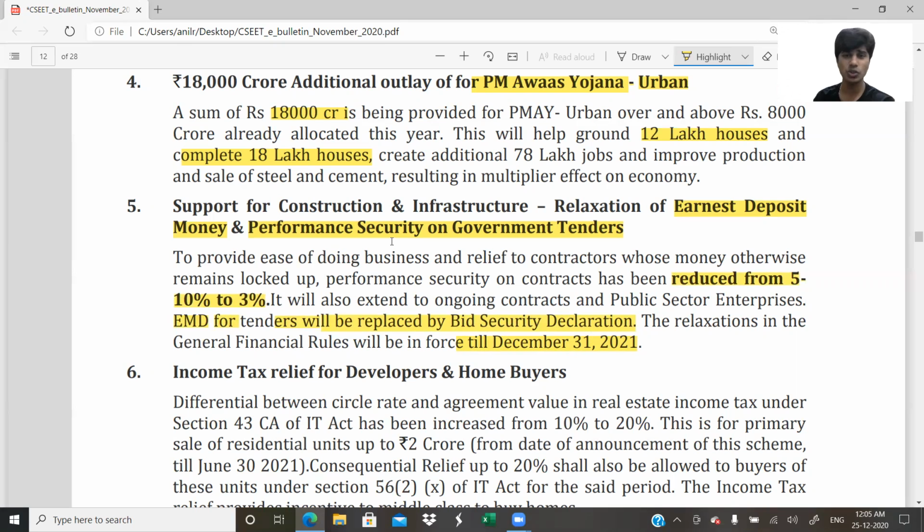After December 31st, 2021, government will cut 5 to 10% as performance deposit. And government will go for EMD, earnest money deposit, only. When? After December. This EMD being removed, and then performance withholding reduced from 5 to 10% to 3%, is there only till what date? Only till December 31st, 2021. You get that? So that is the fifth point in our Atmanirbhar Bharat 3.0 scheme. Let me now take you to the sixth one.